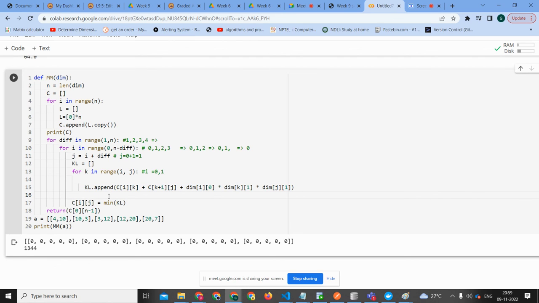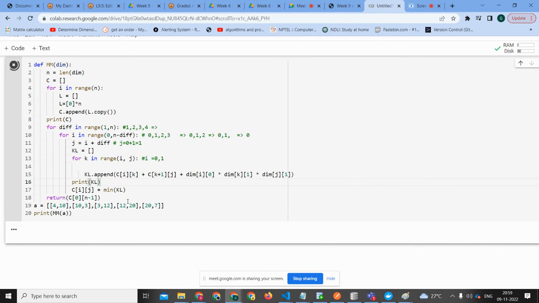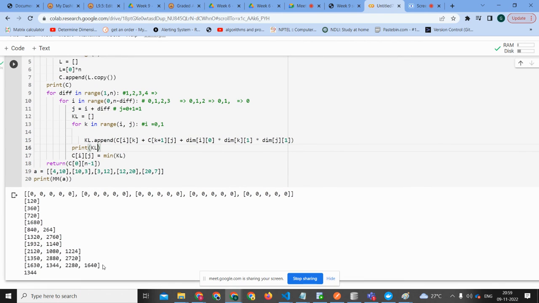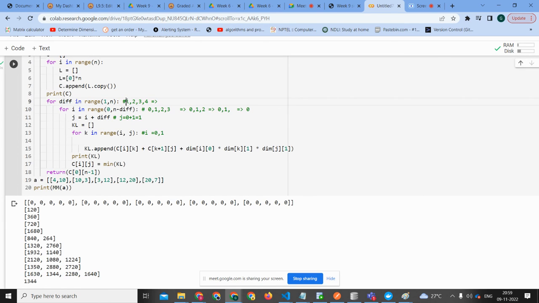So at this point, after this for loop, shall we print kale? Okay, kale, minimum of kale. So what is happening is basically we are taking the first one and trying all the possible combinations, when you keep AB as a common thing and then multiply the rest of the things.